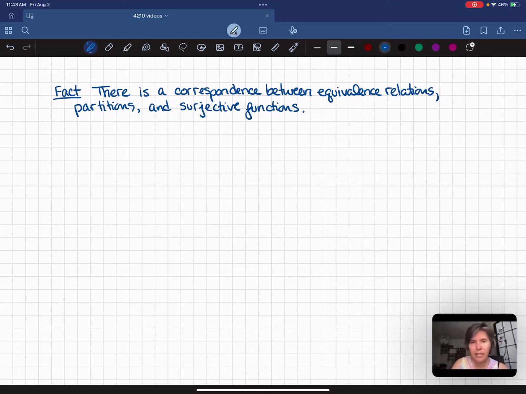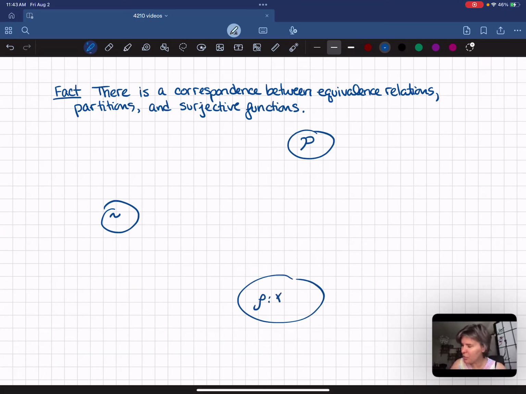So there's a relationship where every equivalence relation induces a partition, every partition induces an equivalence relation, and then an equivalence relation and a partition corresponds to a surjective function as well. So let's just summarize kind of what we would do. So let's say I have these three universes of equivalence relations, partitions, and surjective functions from X to X star. So if I have an equivalence relation, I can define a partition.